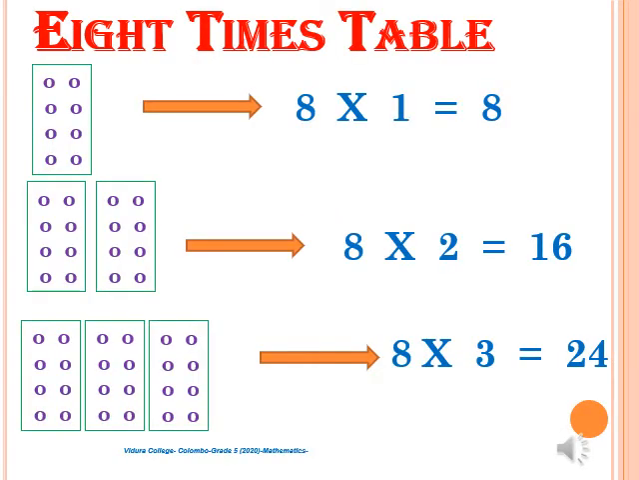Let's see the 8 times table. Here I have given you up to 8 times 3. 8 times 1, 8. 8 times 2, 16. When you have 3 8s together, that is 24. Can you build up the 8 times table up to 10?